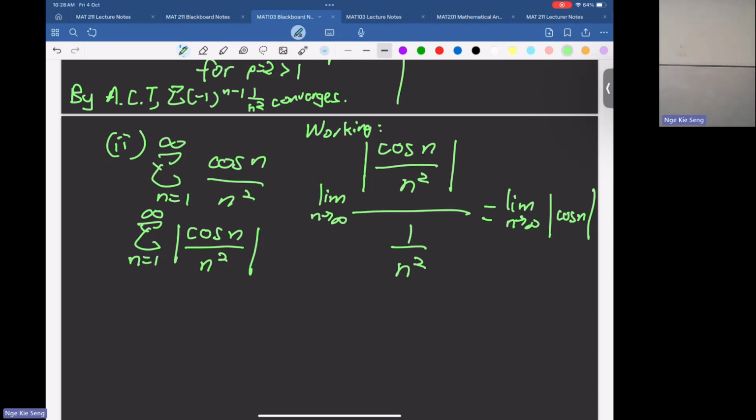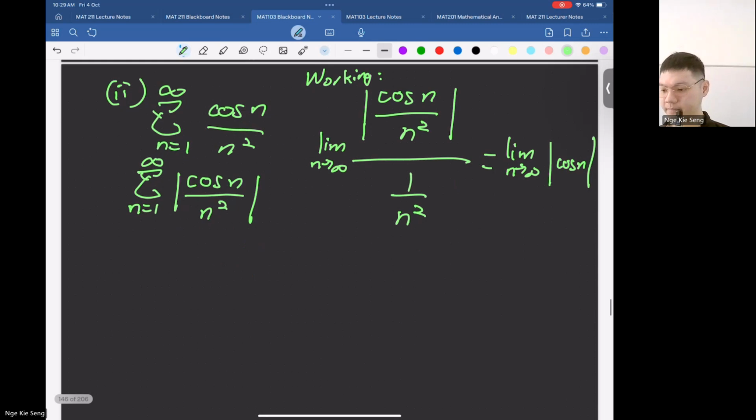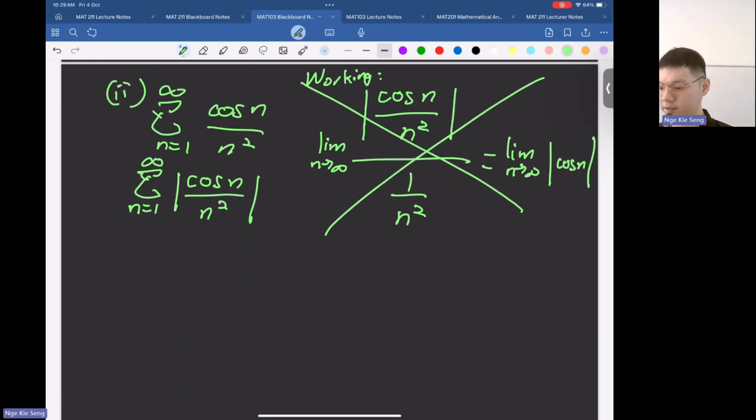There are easier tests you can use. The easiest one, very simple, the simple comparison test. So how to compare? Compare to whom? So this one doesn't work.